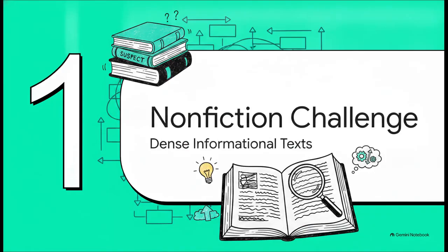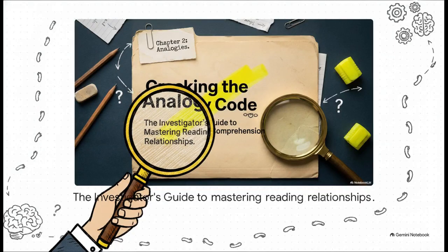So, let's get into Section 1, the nonfiction challenge. The suspect here? Dense informational texts. We really have to start by acknowledging the suspect we all struggle with the most. You know the one, that dense, dry, informational nonfiction passage that just makes us completely zone out. For our focus today on Chapter 6, we're zeroing in specifically on information passages. These are the kinds of texts you're going to find in textbooks, scientific journals, or professional reports. To crack these open, we have to borrow tools from earlier in our training, like analogies, and treat reading not as some passive absorption of words, but as an active, high-stakes investigation.